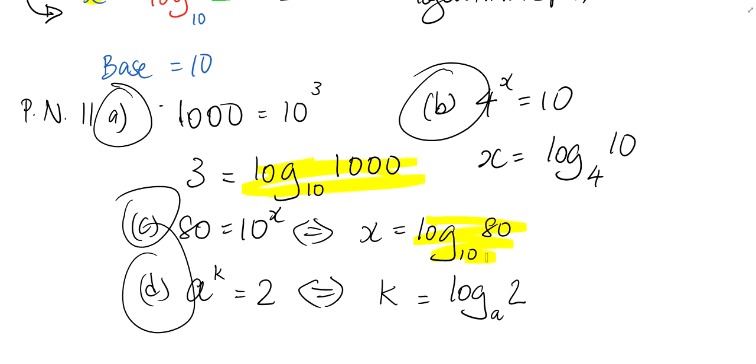Log base 10 of 1000, what do you get? Calculator. You get 3? Okay. What about log base 10 of 80? So log 80. Okay, now to check, put 10 to the power of the answer. What do you get? 80. So that is proof that it works. Okay? Next one.